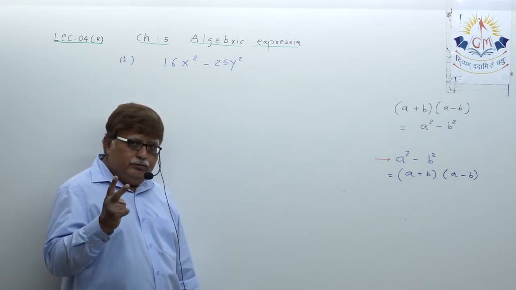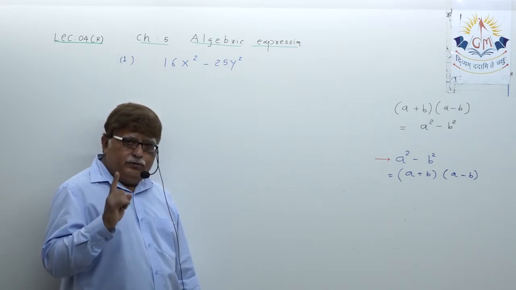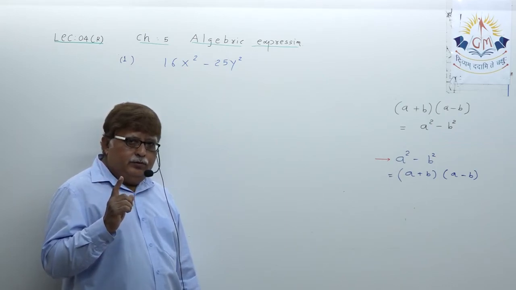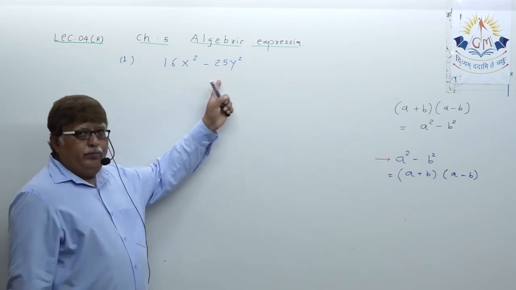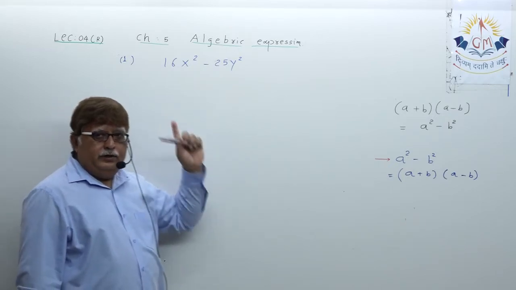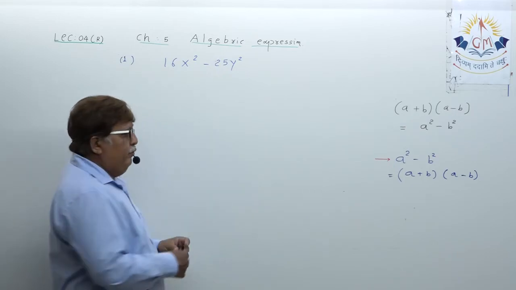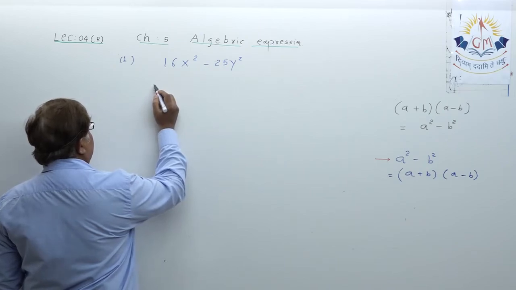Two terms, both are perfect squares. Between these two terms there must be a negative sign. All necessary conditions are satisfied here. Let us start.